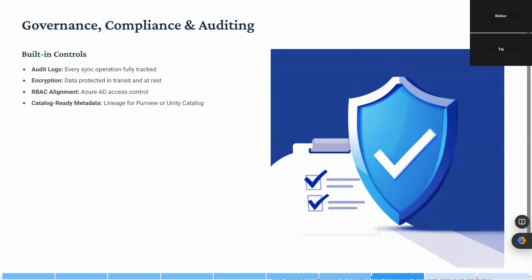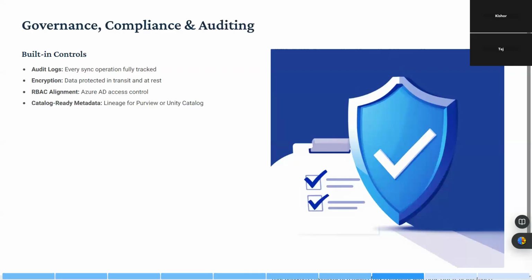And next, we also want to talk about the catalog-ready metadata, which DBSync also provisions. DBSync automatically generates lineage-ready metadata, which will make it easy to integrate with tools like Microsoft Purview or the Databricks Unity Catalog for end-to-end traceability. So the result from this is that your analytics environments remain fully compliant with GDPR or any internal IT policies, while still enabling fast, reliable access to trusted data.